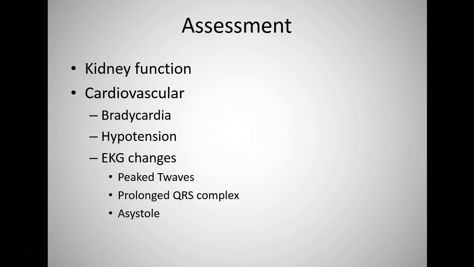So your assessment is going to be kidney function. You're going to look at BUN, creatinine. You're going to make sure that they're actually working well, make sure that the input is actually coming out. You're going to assess cardiovascular. You're going to look for bradycardia, hypotension, and EKG changes. EKG changes could be peaked T waves, prolonged QRS complexes, and possibly asystole, which is death. I have not had a patient, but there are patients who have passed away from an overabundance of potassium. The peaked T waves, prolonged QRS complexes, we'll get into that when it gets closer to cardiac.